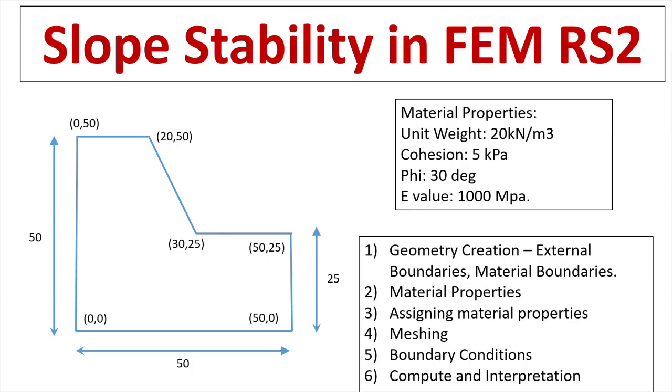Boundary condition means how the boundaries behave with respect to settlement or translation or rotation. In this problem we are assigning side boundaries that are allowed to settle but not move horizontally, whereas the bottom boundary is fixed type, that is, no movement and no settlement. Once the boundary conditions are over, we have to compute and then interpret the results.